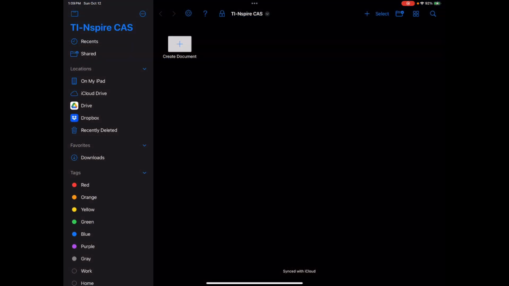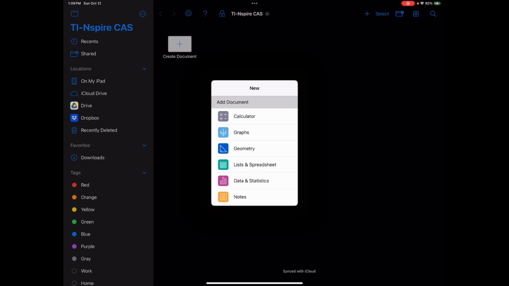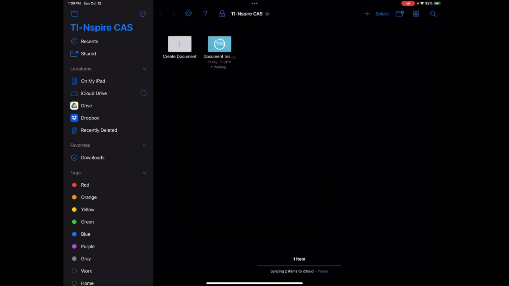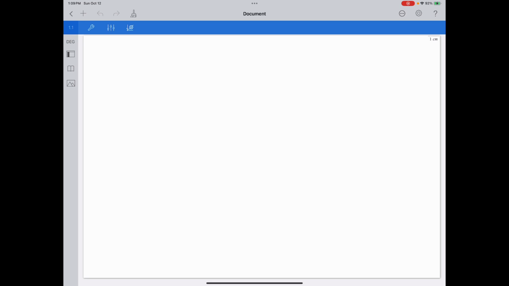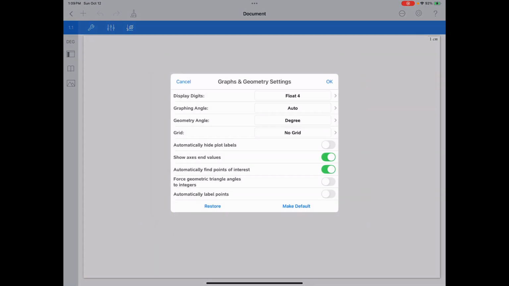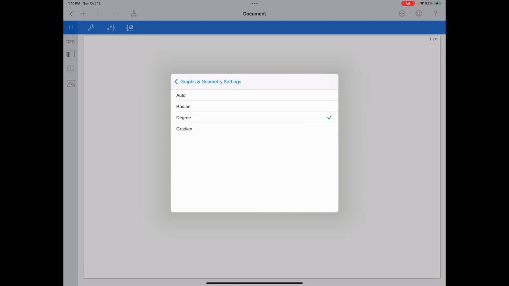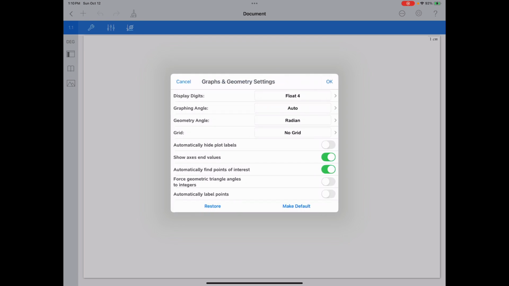Now let's test out that formula using the TI-Nspire CAS calculator app on the iPad. We're going to create a new document, and we're going to add a geometry section to that document. And first we're going to go up to the settings up here, and we will make a couple of changes. The geometry angle, we're going to change to radians. And we're going to choose automatically label points. And we'll tap on OK there.